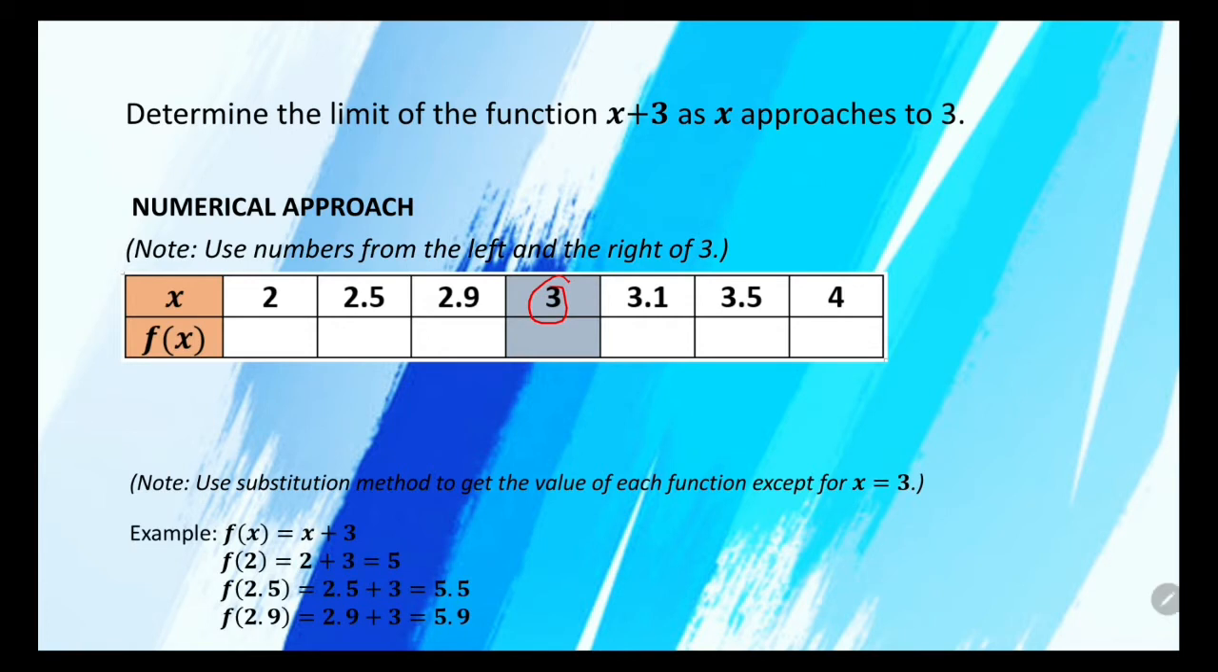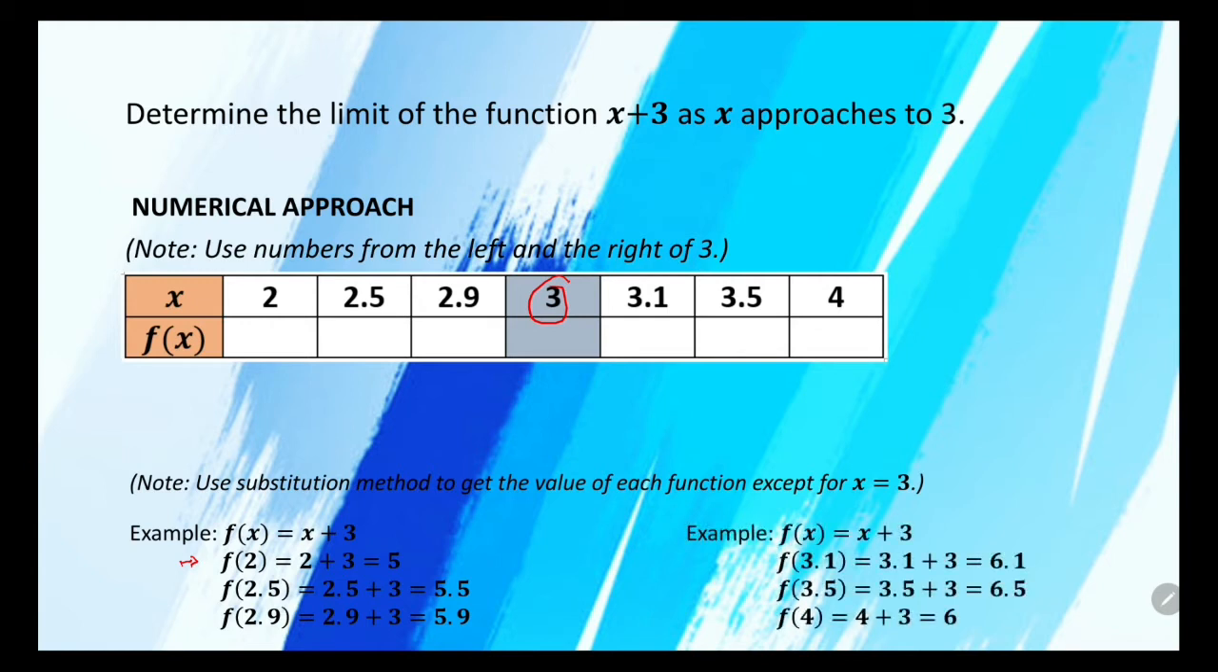For f of 2, if x is 2, then f of 2 is 2 plus 3, which is 5. F of 2.5 is 2.5 plus 3 equals 5.5, and so on. For the right side, it is the same. F of 3.1 is 3.1 plus 3 equals 6.1. F of 3.5 is 3.5 plus 3, 6.5. And 4 plus 3 is, okay, this is a clerical error, this is 7.